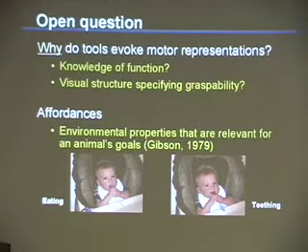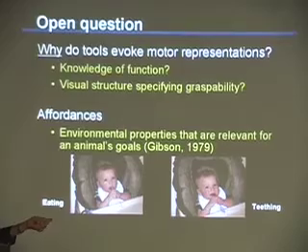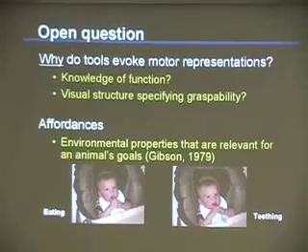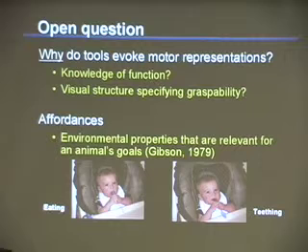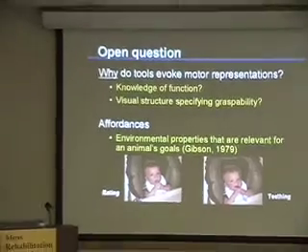Okay, so if you go back to the example with the spoon, it can afford eating, and you might pick it up in a certain way if you're ready to eat. Or the spoon could afford teething, which you might pick up in a different way if your goal is to teethe. So this affordance notion really follows this idea of the visual structure. And so we're trying to tease out, is it necessary to have knowledge about function? Do these meaningful tools necessarily activate motor representations, or is it the structure itself?